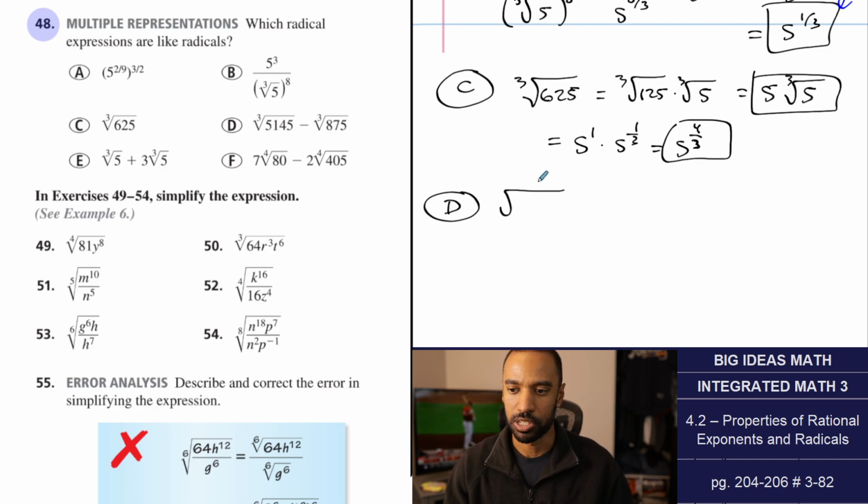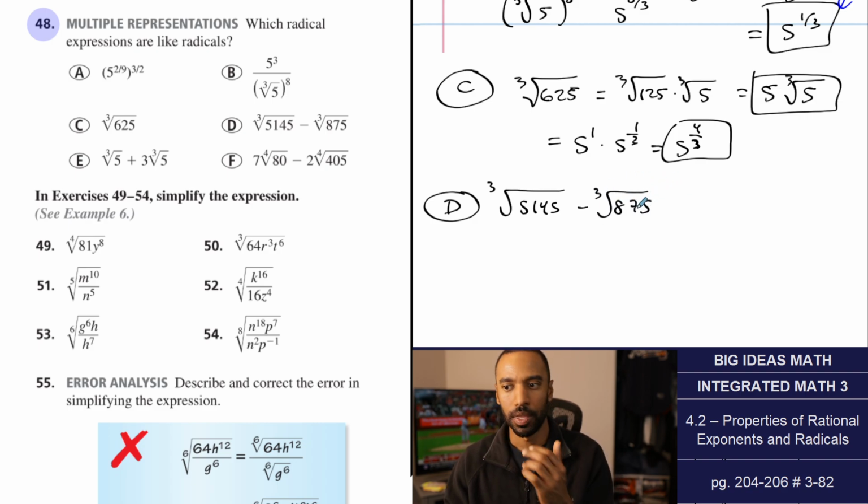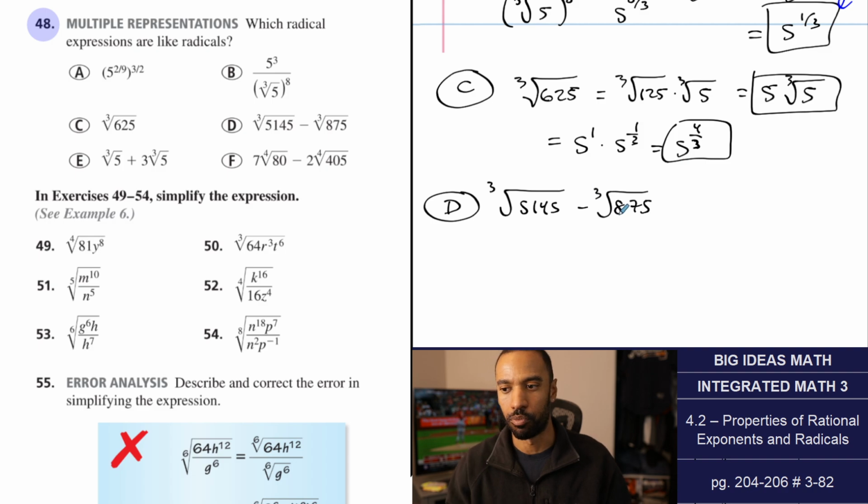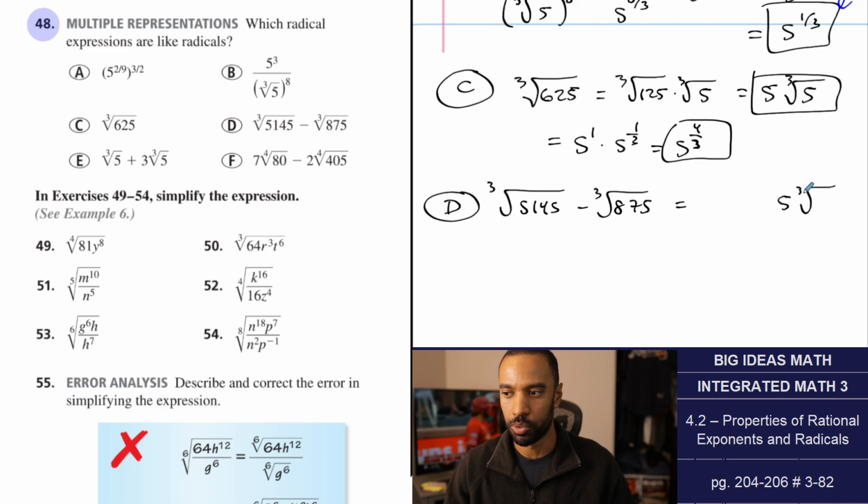Part D, we have some big stuff. Cube root of 5145 minus cube root of 875. And honestly, I'm going to have to work on these a little bit. Now, 875, I'm seeing in my head that 125, we can still kind of work out with it being a perfect cube and all. 125 times 7 is 875. So this one becomes, just on this one alone, cube root of 125 is 5. So 5 times the cube root of 7. So my goal and understanding is I'm going to try and probably divide this one by 7 and see what comes out and see if it's a perfect cube.